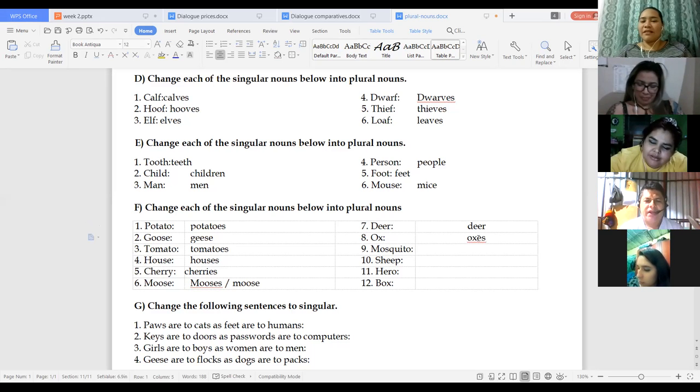Oxes. Do you know what ox is? Buey. El buey, ¿verdad? Los bueycitos. What do you mean, ox, teacher? El buey. Ah, thank you, you're very kind.